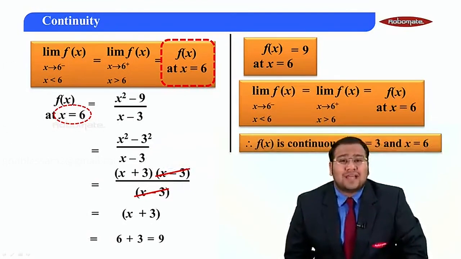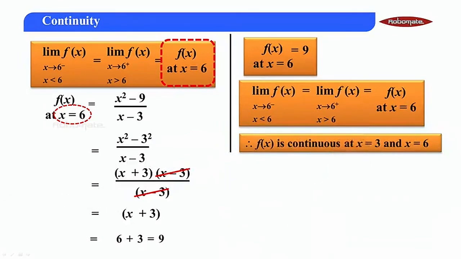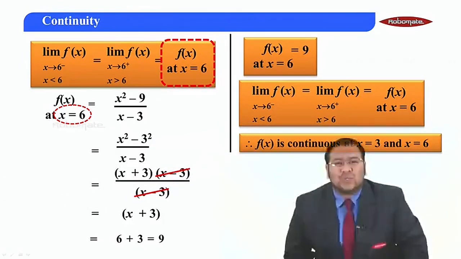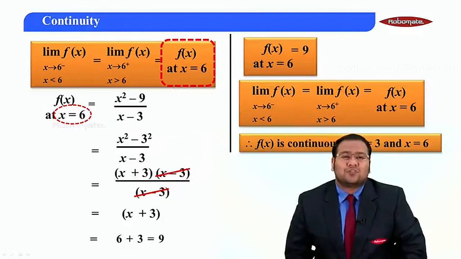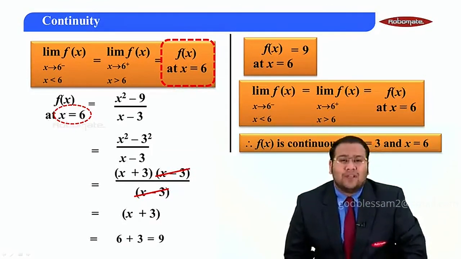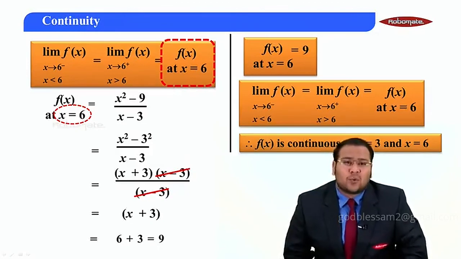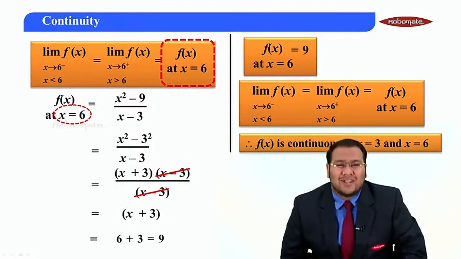So hence I can say that f(x) is continuous at x equal to 3 and x equal to 6. So I can say the function is continuous at both the points. So students, mark this problem, very, very important.